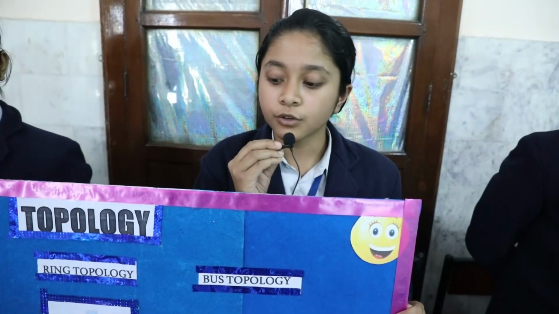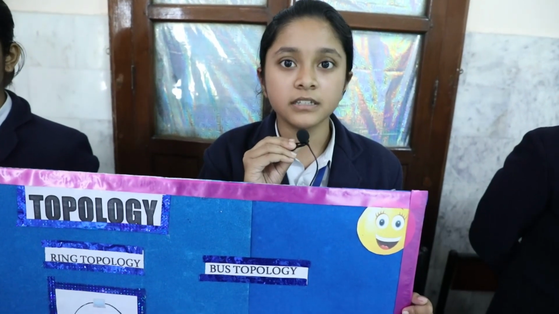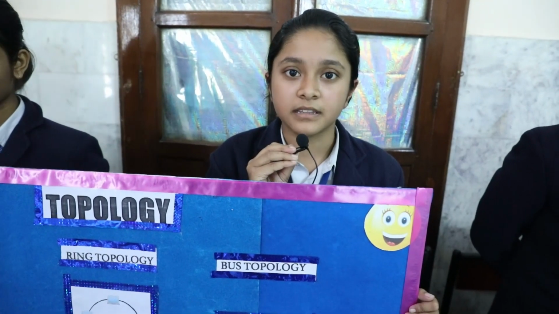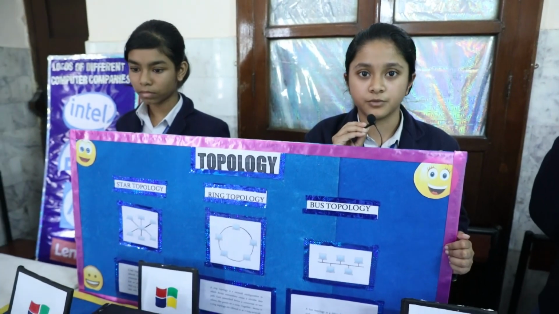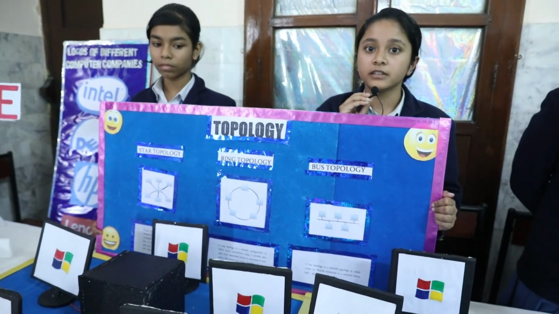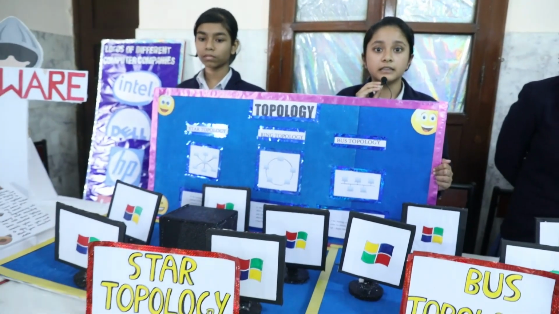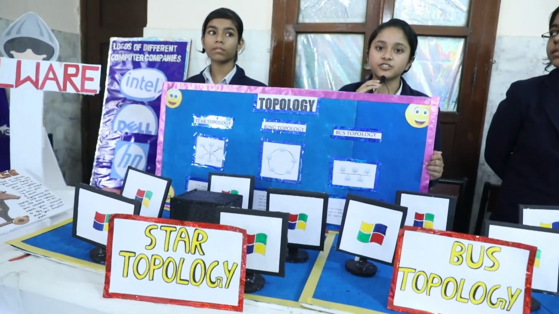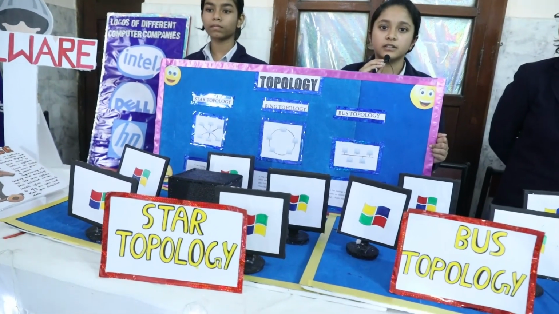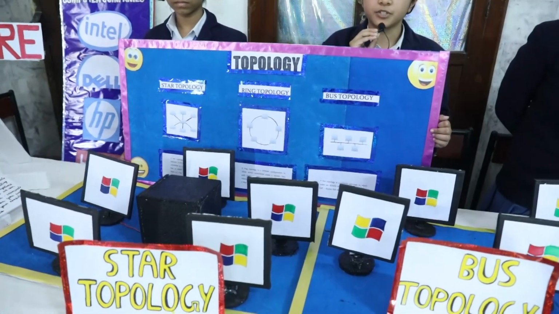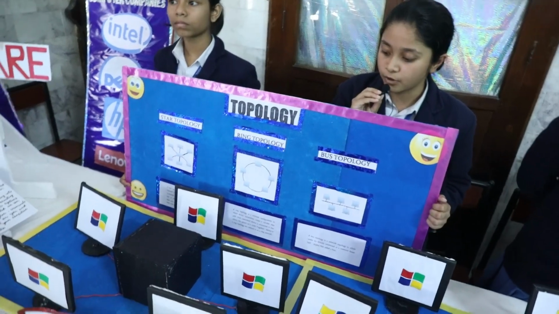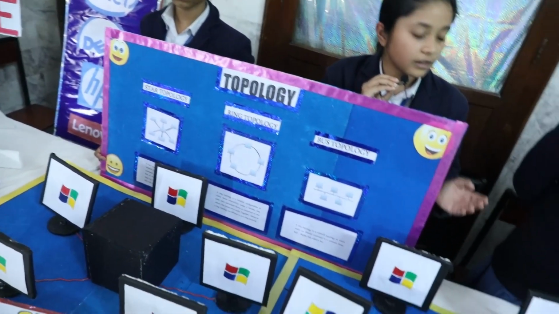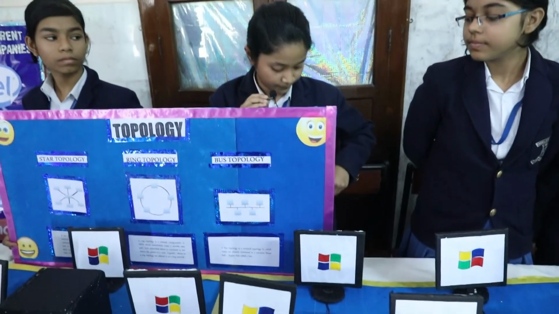Good morning. So today we have represented network topology. Topology is the arrangement of elements like links, nodes, etc. of a communication network. In topology, devices are modeled as nodes, and the connections between the devices are modeled as links or lines between the nodes. There are 3 types of topologies: star topology, bus topology and ring topology.